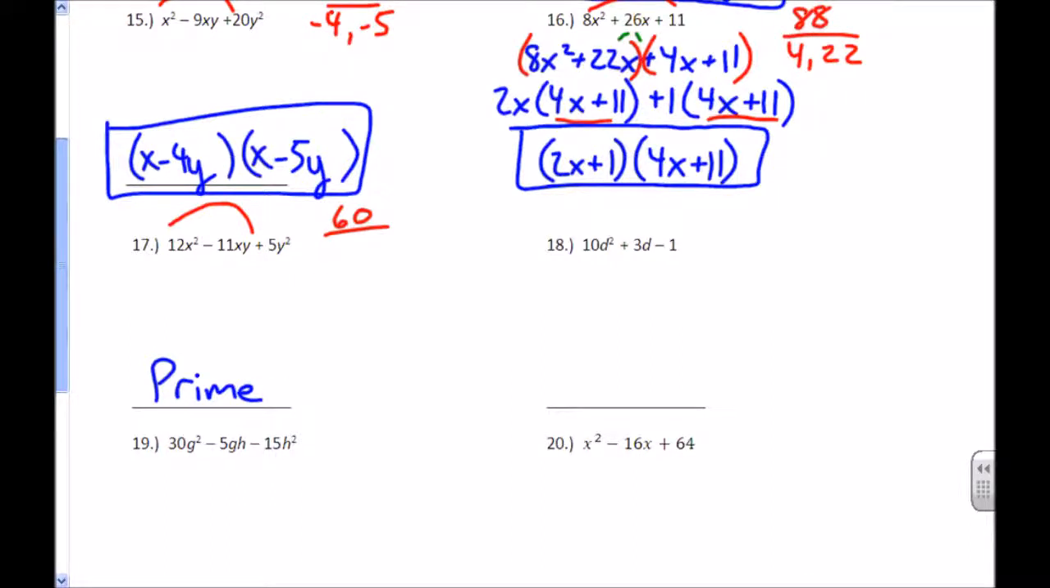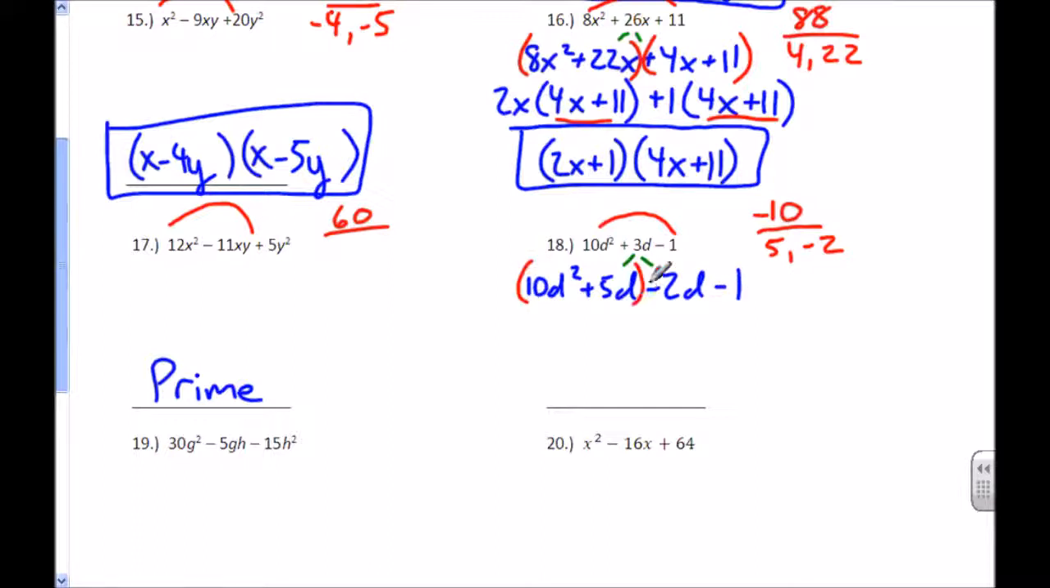In number 18, again, I build a bridge that gives me a negative 10. Two numbers that multiply to a negative 10 but add to a positive 3 are going to be a positive 5 and a negative 2. And for this one, again, I can't use my shortcut, so I'm going to split up the middle term. So I've got a 10d squared plus 5d minus 2d minus 1. And now I'm going to factor by grouping.